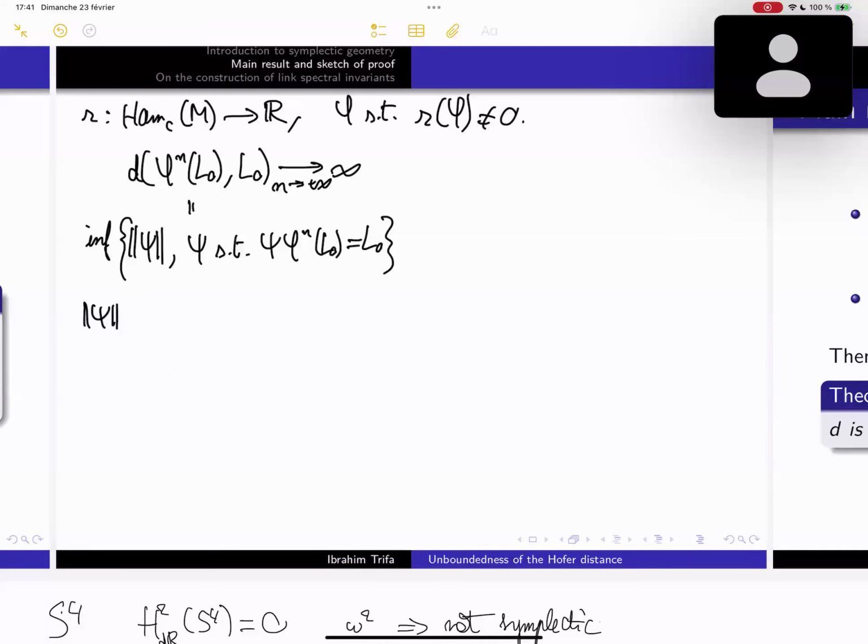So since our quasimorphism R, we made the assumption that it is Hofer-Lipschitz. This gives us that there is a constant k such that the Hofer norm of psi is greater than k times R of psi. And then we use the quasimorphism property to say that this is greater than k times R of psi phi^n minus R of phi^n minus the defect of R.